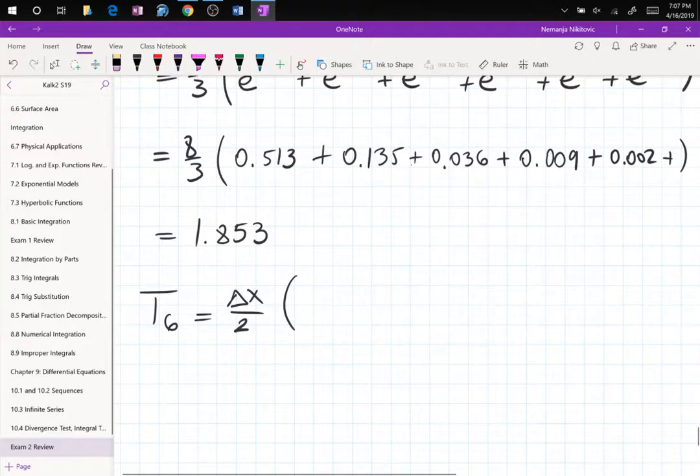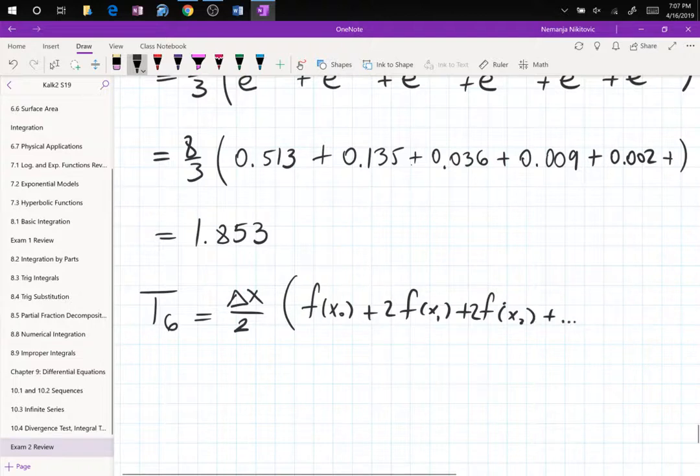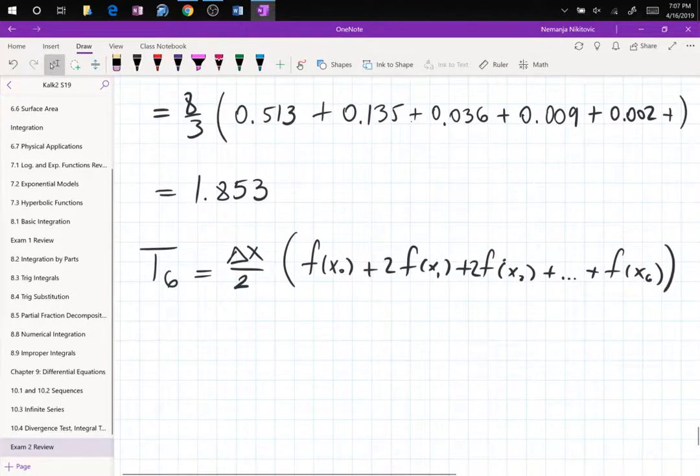So we have f of x0 plus 2 times f of x1 plus 2 times f of x2 plus dot dot dot plus f of x6, and we're over. So T6 is delta x, it was 2/3 divided by 2 is 1/3 now, and then times, remember, times 4, so 4/3. Wow.